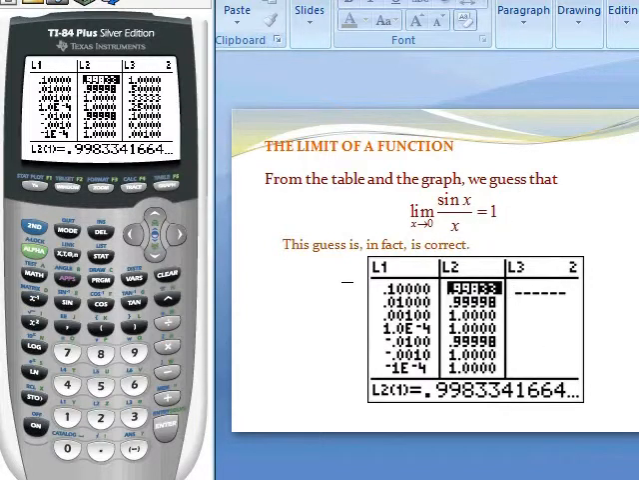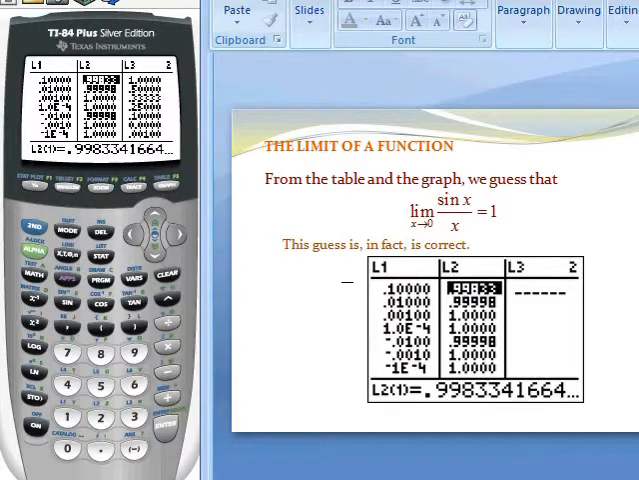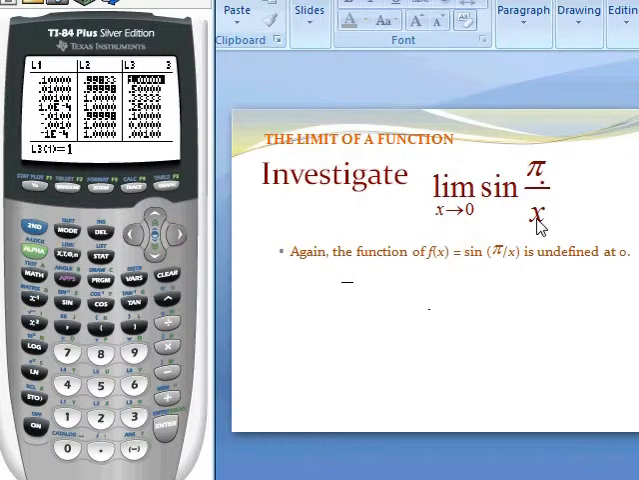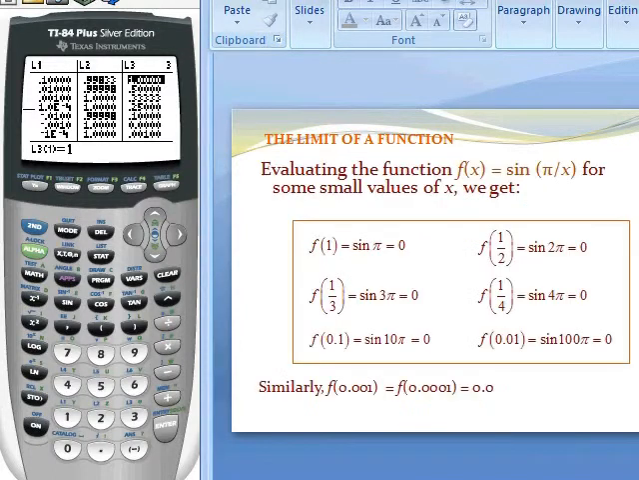Now that we are done with this example, let's go to the next one. How about the limit as x goes to 0 of sine of pi over x? All right, I'll do the same kind of thing. I'm going to put things like 1, and then I will get 0.5 and 0.25 and those kind of things. I'm going to enter these values: f of 1, f of 1/2, f of 1/3, f of 1/4, f of 1/10, f of 1/100, and so forth. And I'm approaching 0.